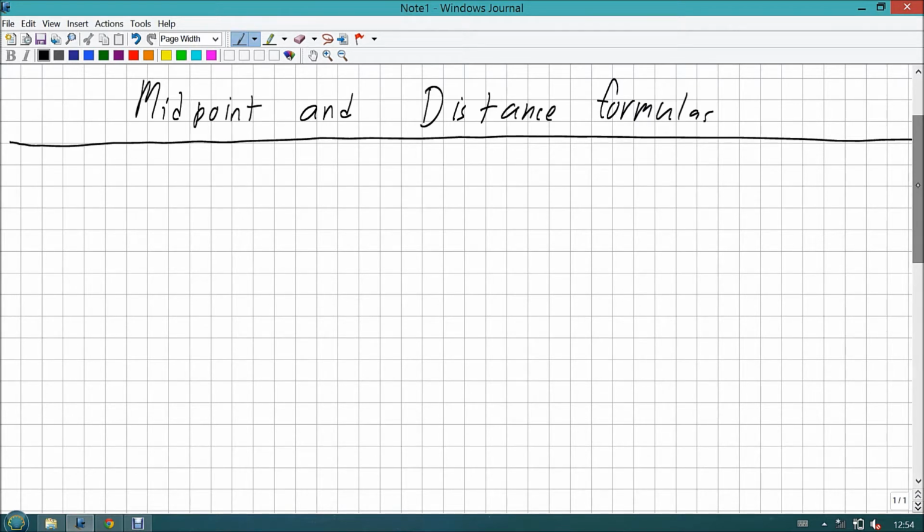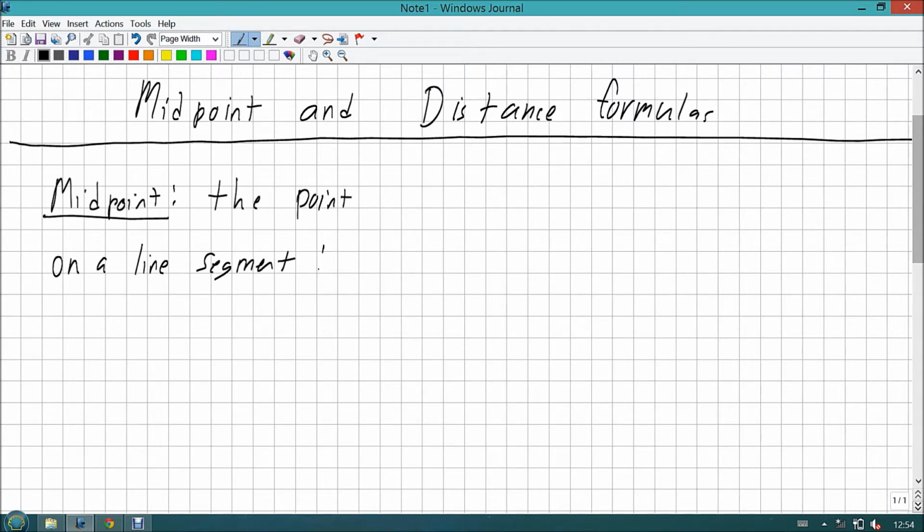First, we need to know what a midpoint is. The midpoint, according to the textbook definition, is the point on a line segment that turns the line segment into two equal line segments.